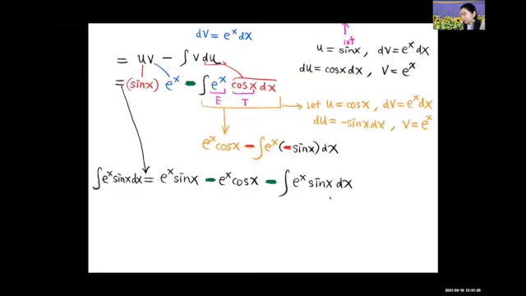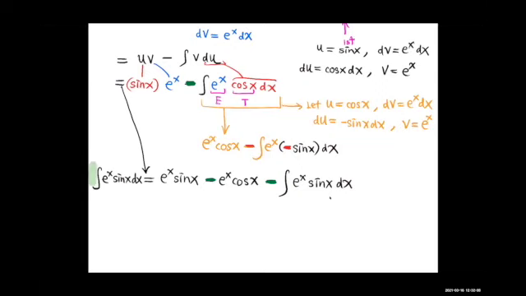I'll go back a little bit. So this result here will be equal to e to the x sine x minus e to the x cosine x minus negative times negative here becomes positive. So minus this integral e to the x sine x. Now this integral is exactly the integral that we're trying to find in the beginning. We can regard this integral here as a kind of variable that we're trying to solve, right?